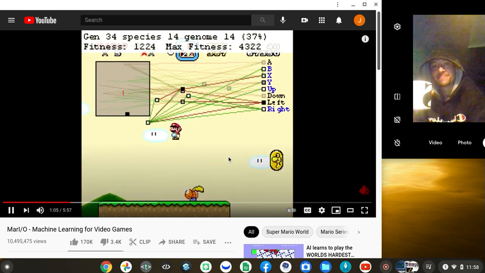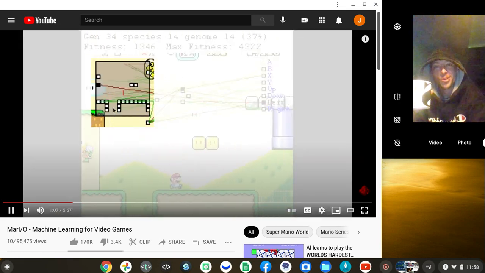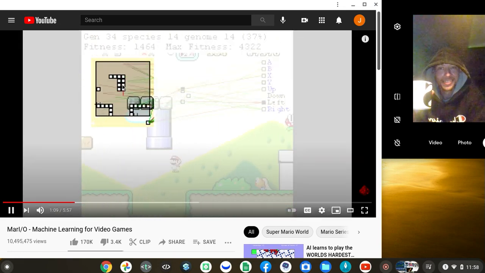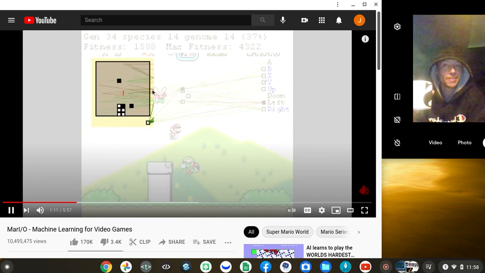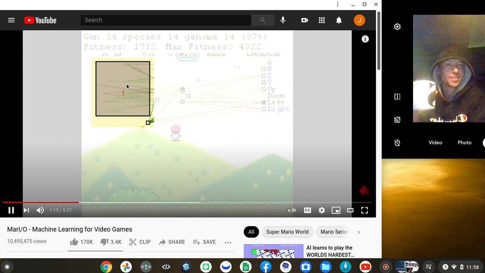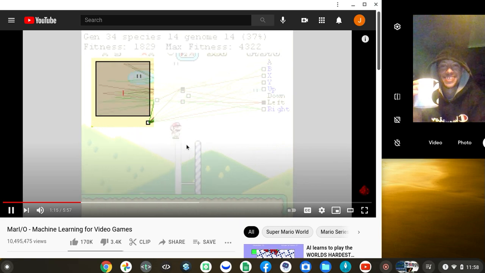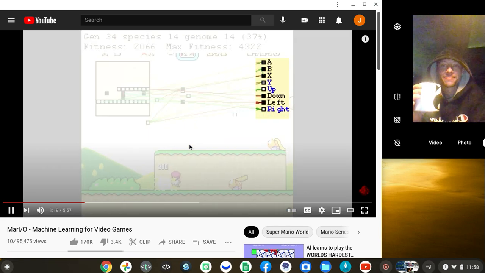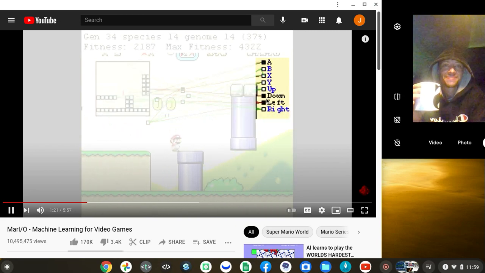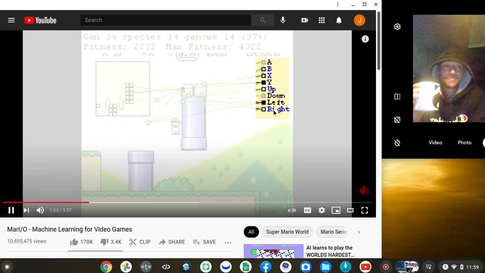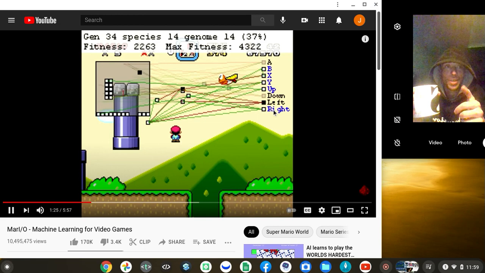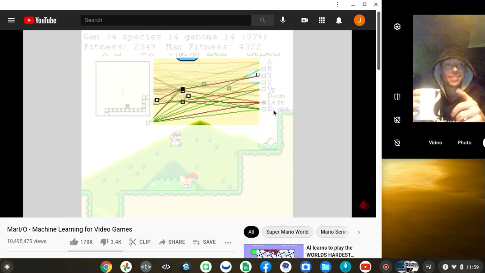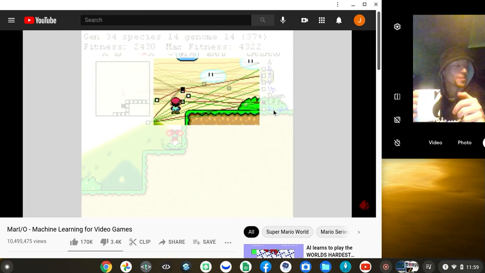On the left side you have the inputs. This is what Mario sees. It's a simplified view of the level. The white squares stand for blocks the player can stand on, and the black squares stand for moving objects like enemies or mushrooms. On the right side you have the outputs. These are the 8 buttons that Mario is able to press by using its neural network. In between the inputs and the outputs, all those lines and boxes, those are the neural network.